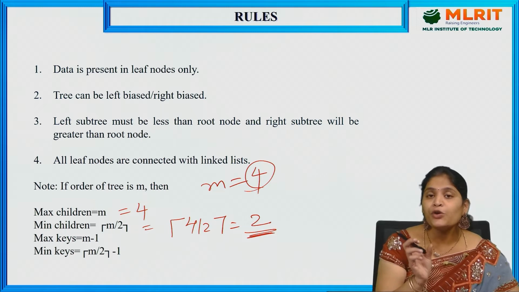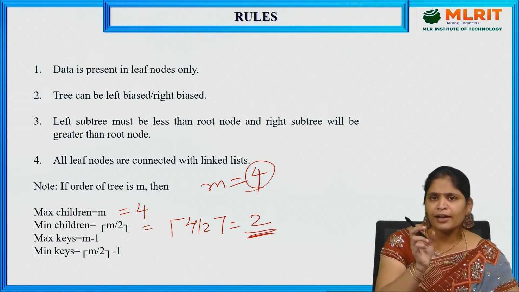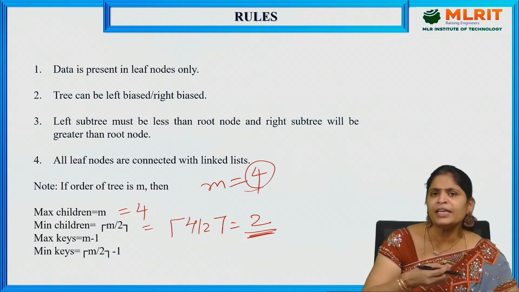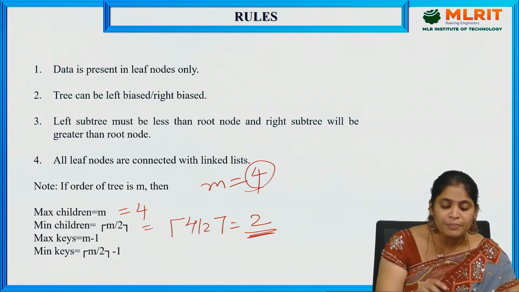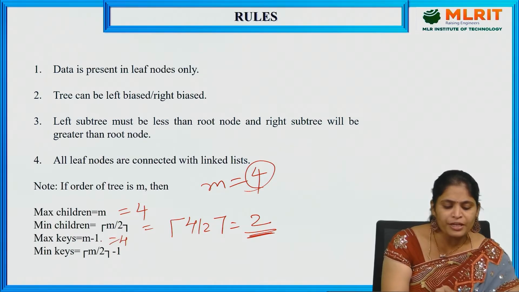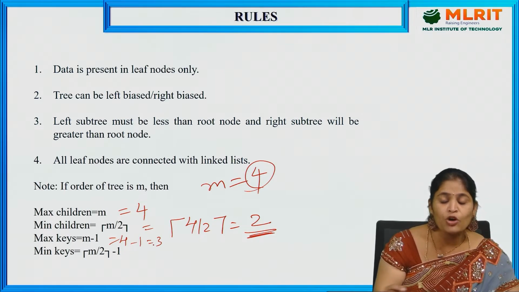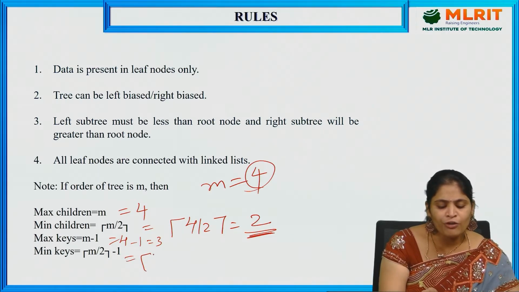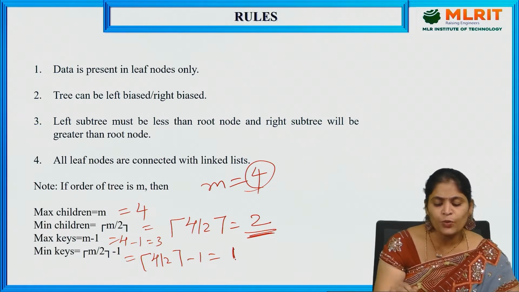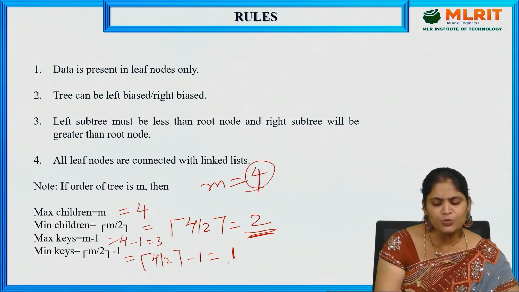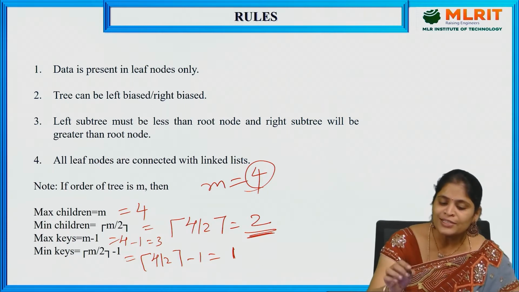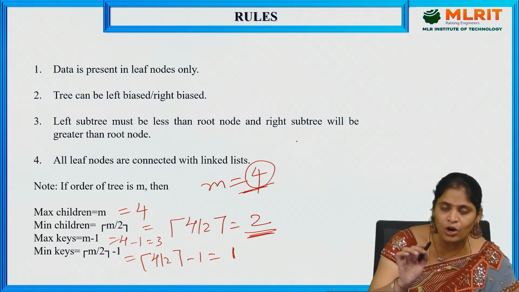Next, maximum keys. Keys means a node contains how many data elements. Here the data elements are nothing but the key attributes. So, maximum keys per node: M minus 1, that is 4 minus 1. Maximum keys, 3. Now, minimum keys means ceil of 4 by 2 minus 1. That is 2 minus 1, that is 1. So, minimum keys, we have to maintain 1 key. So, here what is 4? That is the order we should maintain.